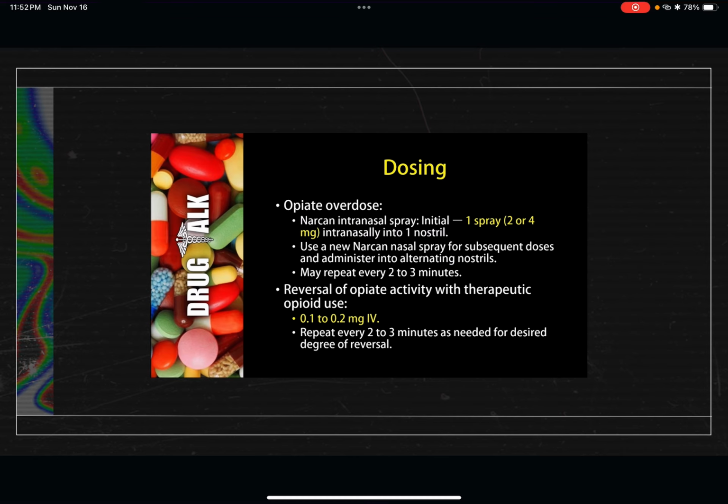Using the Narcan intranasal spray. Initially, we would give one spray, which would be 2 or 4 milligrams, intranasally in one nostril. The use of a new Narcan nasal spray for subsequent doses is necessary, and we would administer into alternating nostrils. The dose may be repeated every 2 to 3 minutes.